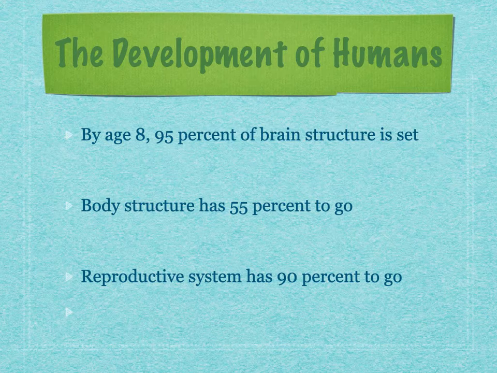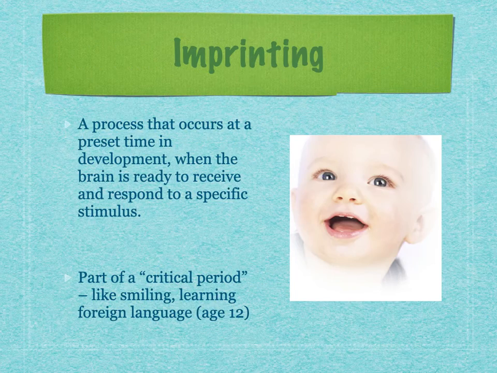But your body structure is less than 50%, and your reproductive structure is only 10% fixed up by the time you're 8 years old. Obviously, you've got a lot of growing and maturing to do during that period of time. One of the things that we know is that there are times where a child's brain is just geared to learn something. It's a process that psychologists refer to as imprinting. And basically, that's when a baby's brain is ready to receive that.